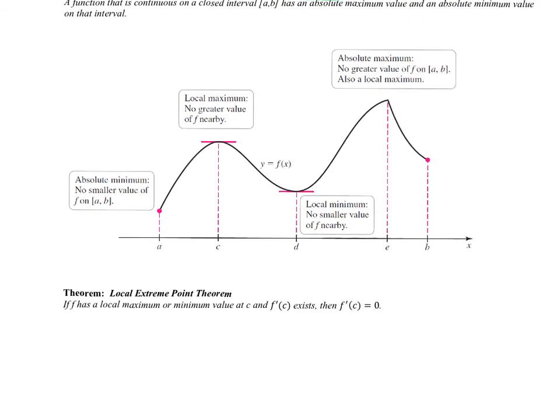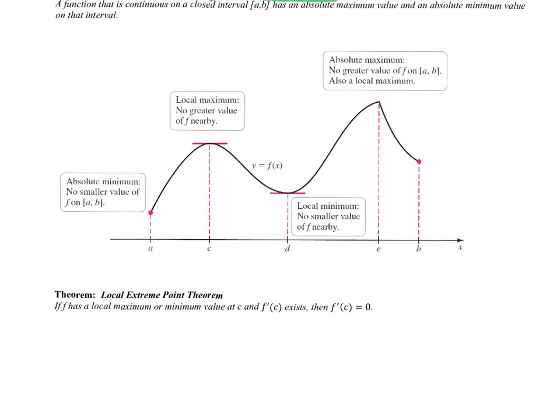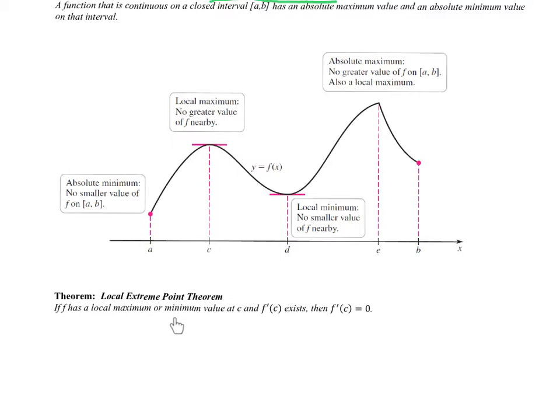So the theorem, the local extreme point theorem: if f has a local max or min at c and f prime at c exists, then f prime at c must be 0. So if f has a local maximum or minimum value at c, let's look here. We got a local maximum value here. We got a local minimum value here. We got a local maximum value here. And it's within the interval, not on an endpoint. The derivative will not exist here at the endpoints of this interval.